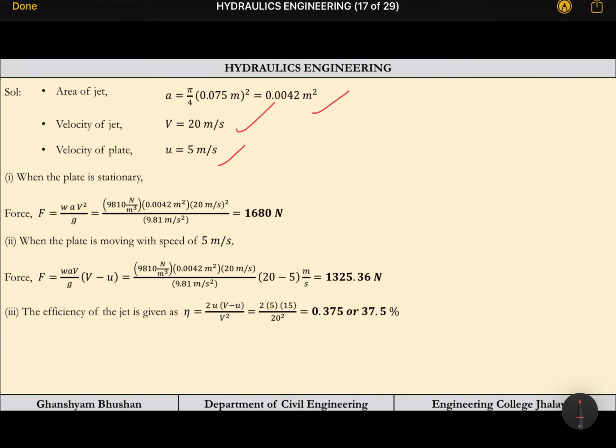For a stationary plate, you can calculate the force as WAV squared by g. When the plate is moving with a speed of 5 meters per second, use this formula, and you will get the force as 1325.36. The efficiency is given by this. Please check how this comes into the picture. So the efficiency is 37.5%.